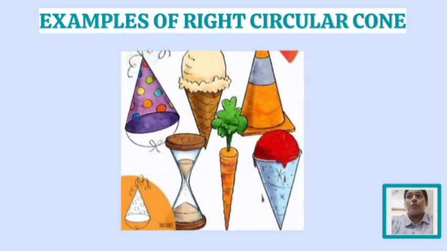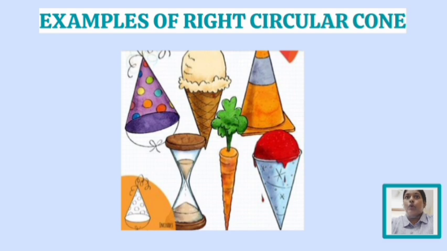So now let's look at some real examples of a right circular cone. Look at the picture on the screen. You can see a birthday cap, an ice cream cone, a traffic cone, a carrot, yes, roughly a cone shape, and an hourglass, where the top and bottom are cone shapes. So cones are everywhere around us in daily life.